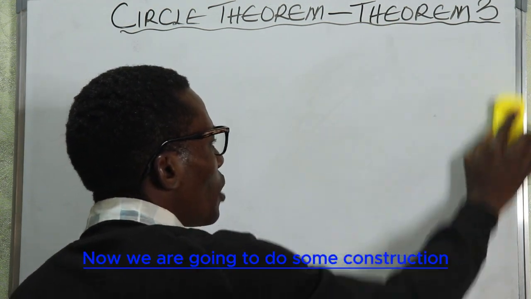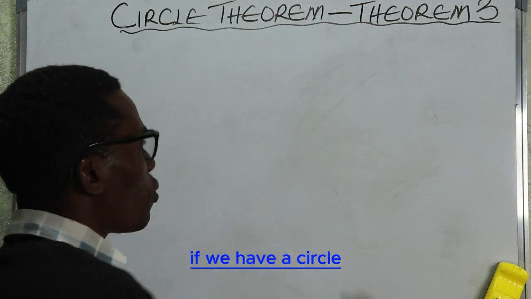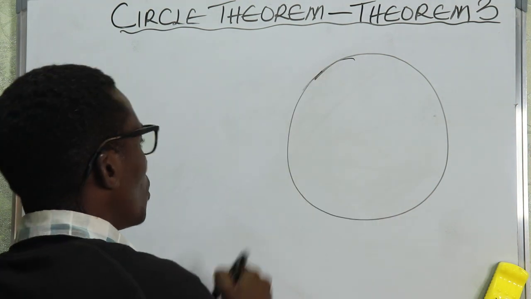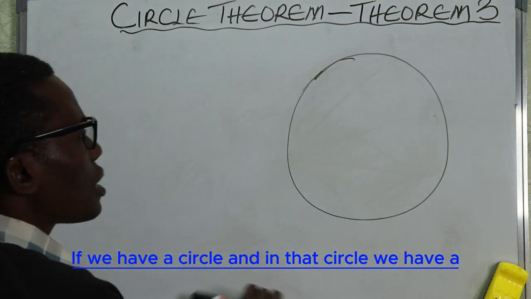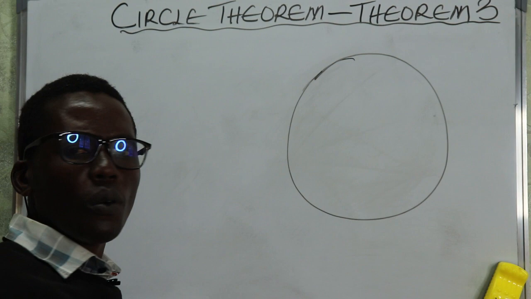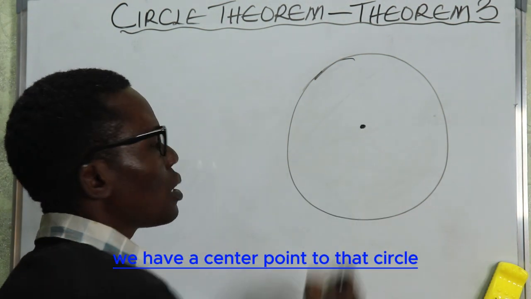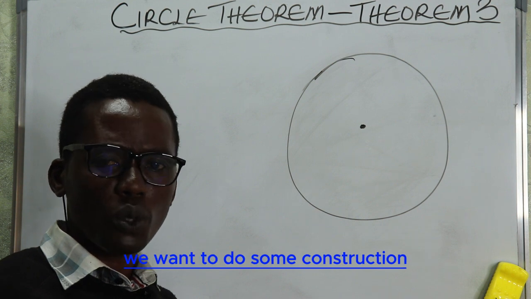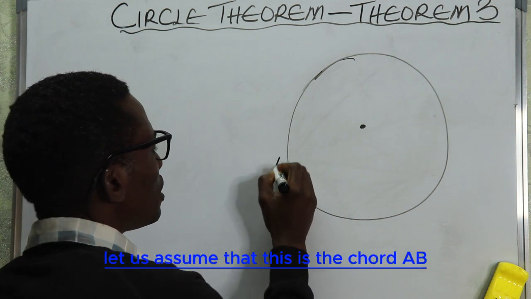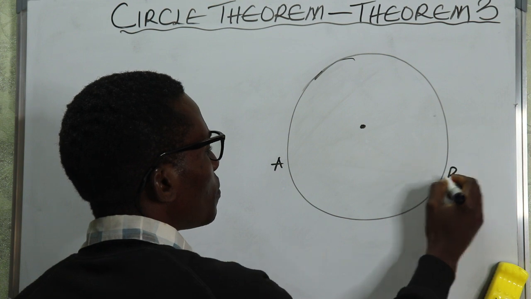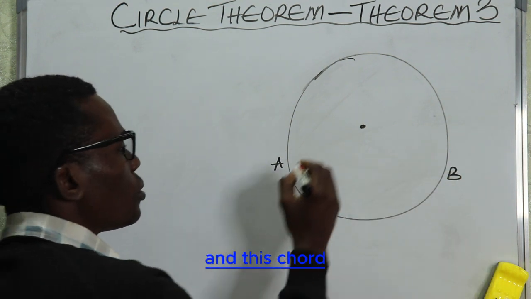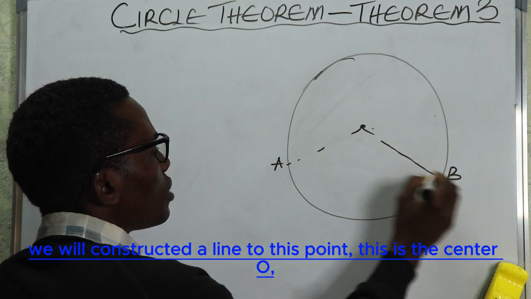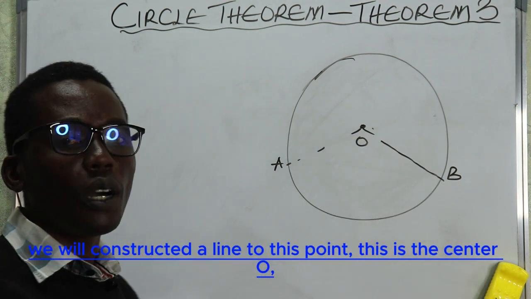Now we are going to do some construction. If we have a circle, and in that circle we have a center point, we want to do some construction. Let's assume that this is the chord AB, and we will construct a line to this point. This is the center O.